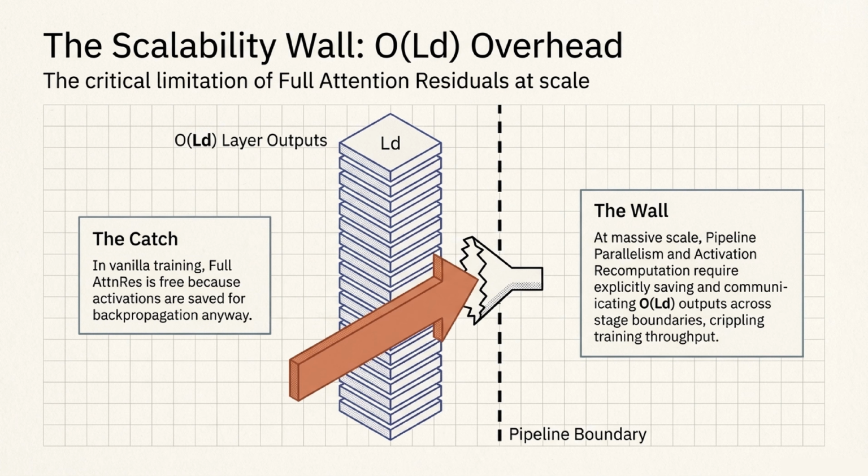Now, there is a catch when we move to massive scale. While full attention res is computationally free in vanilla training because activations are already saved for backpropagation, we hit a scalability wall in distributed setups. Pipeline parallelism and activation recomputation require explicitly saving and communicating all of these outputs across stage boundaries. This creates a massive O(L·d) communication overhead that cripples training throughput.